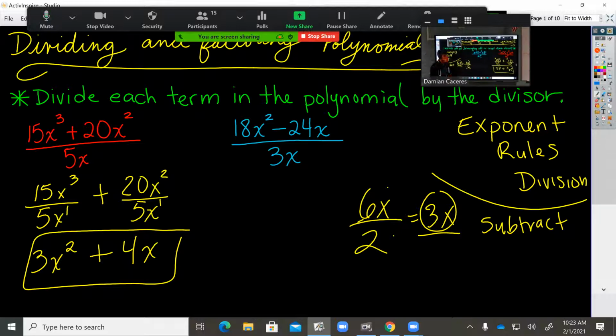So now, on the second example, I'm not going to rewrite it twice like this. I'm going to do the first step already. So 18x squared divided by 3x would be 6x. Now, negative 24x divided by 3x is negative 8. The x disappears. The x cancels the x here. And that's your answer.